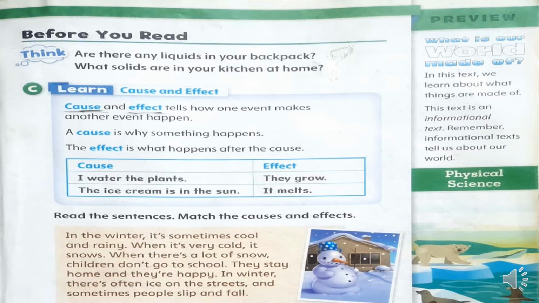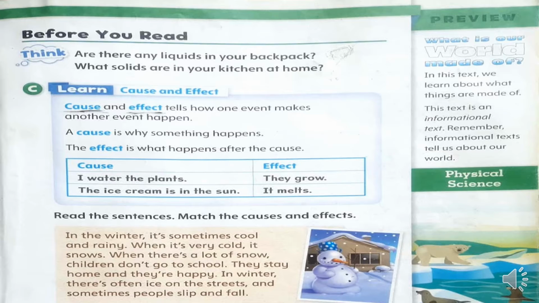Now look at page 29 in your student book, exercise C. Learn cause and effect. Cause and effect tells how one event makes another event happen. As we said before, a cause is why something happens, but the effect is what happens after the cause. So here you can see this table, cause and effect. For example, I water the plants, the effect, they grow. So what happens after I water the plants? They grow. This is the effect of this cause.